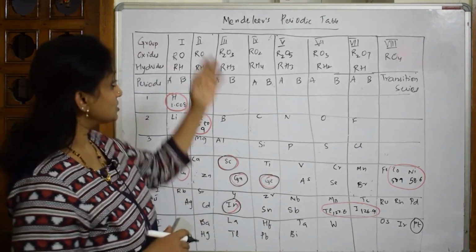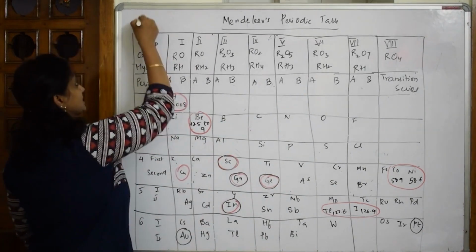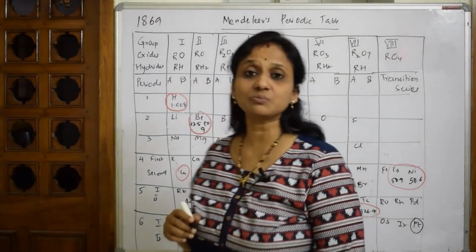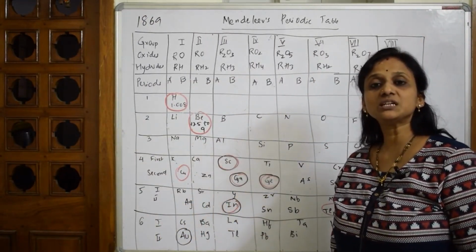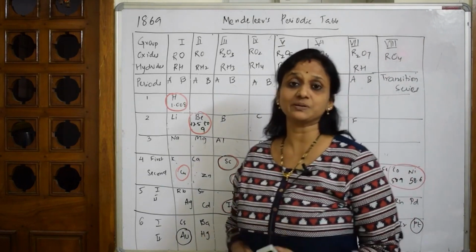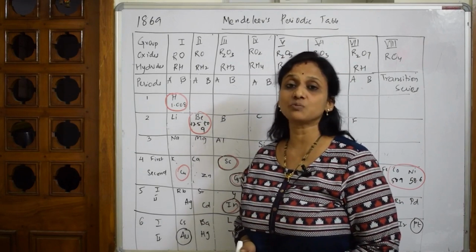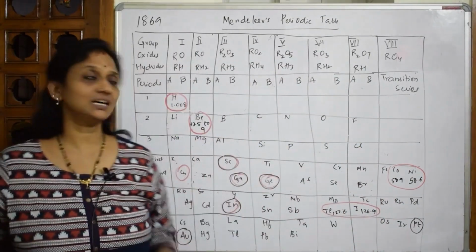So Mendeleev's periodic table was discovered in 1869, and it was discovered by Dmitri Mendeleev. He is the person who gave us a valid explanation, and from this explanation only, Moseley could frame his modern periodic table. So I have given you the date and the discoverer.